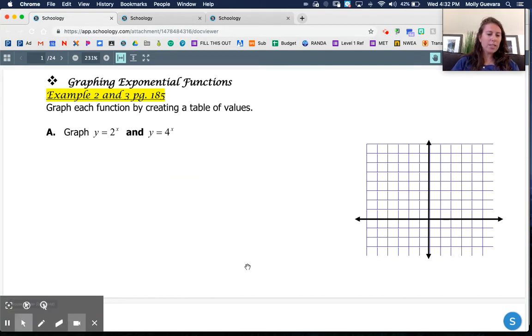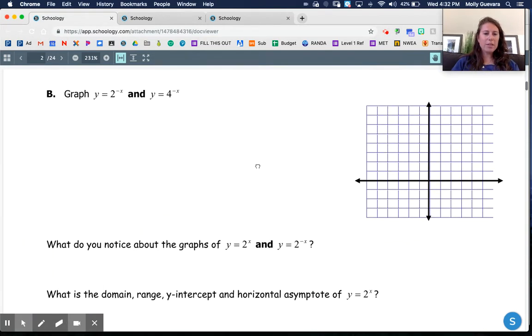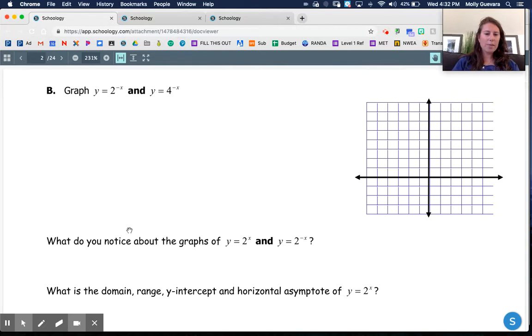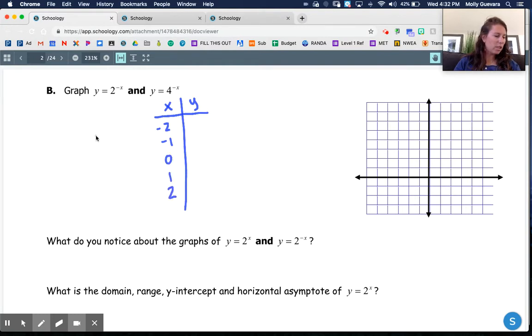I want you guys to try this, but now you're going to try it with these two, which is negative x. So it's 2 to the negative x and 4 to the negative x. Okay, actually, let's just do it together. I'm going to do the 4 first, since I already have the blue color up. Now, again, I'm going to go negative 2, 0, 1, 2. I don't really need more than that.